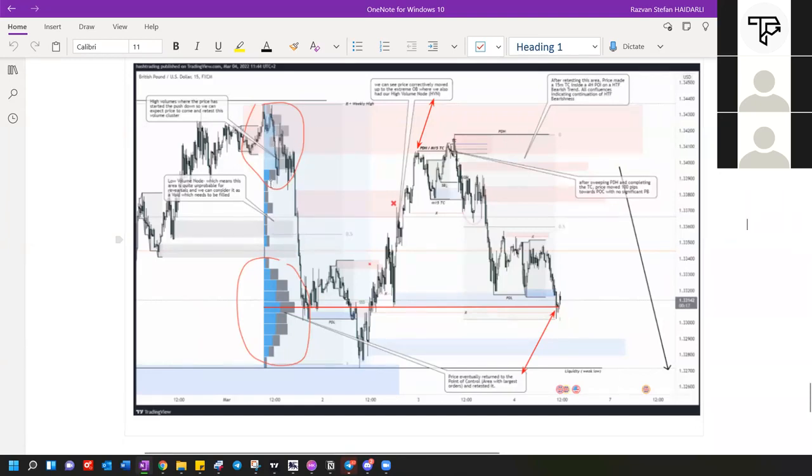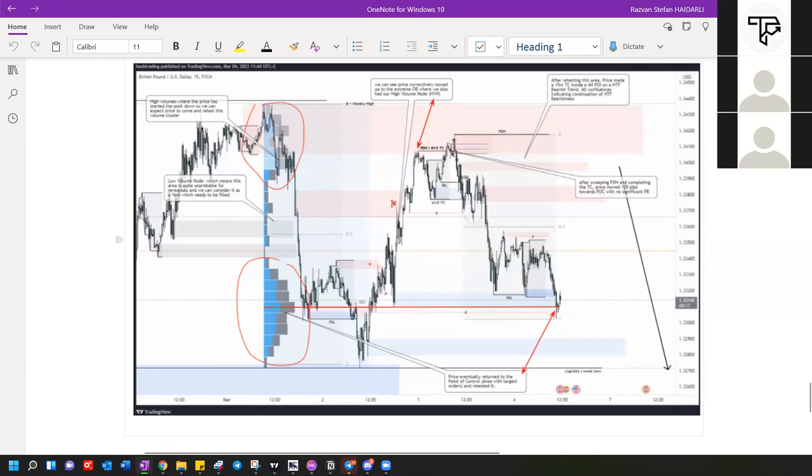Now, in the middle here we have a low volume node, which some of you may know as a fair value gap. We expect the price, when it goes through this area, not to stop, just to fill it. And sometimes when we want to take, okay, the impulse went all the way down.